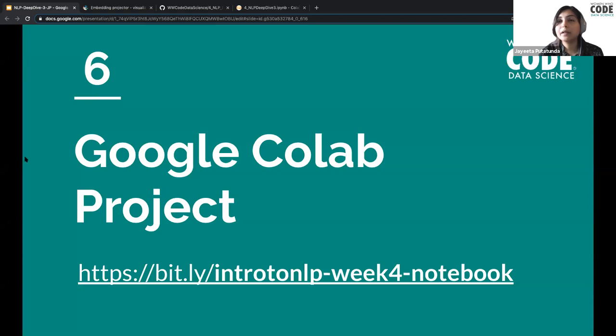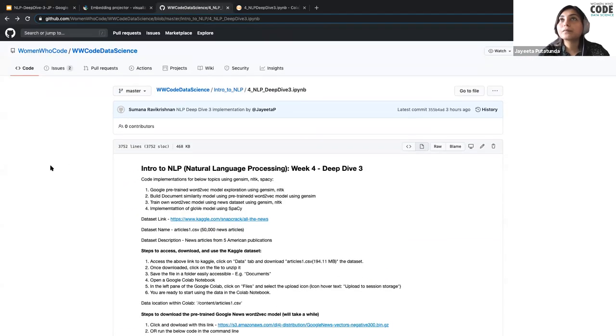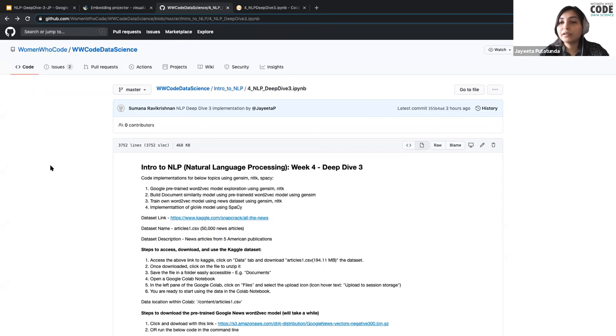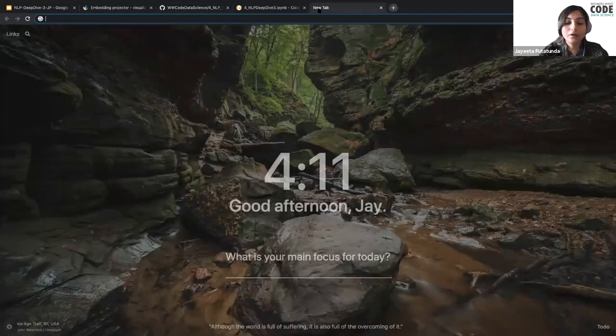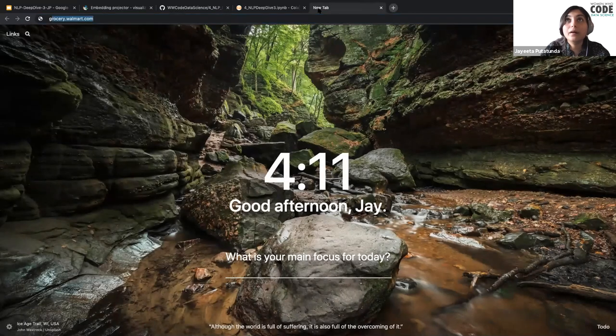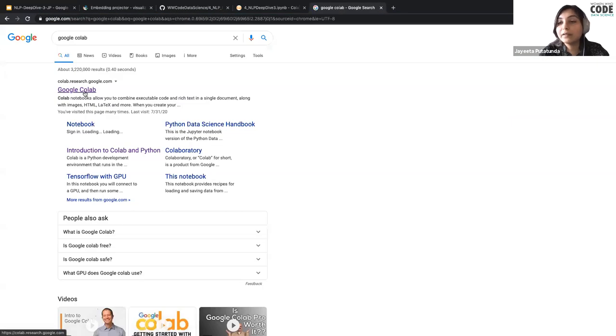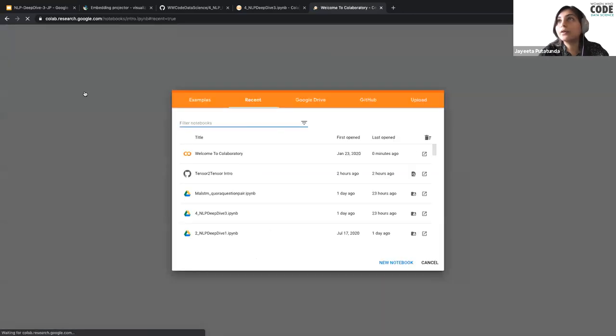So we will start with the next part of the session, which is going through the whole Colab notebook. Helena must have shared the link to the notebook in the chat section, and kindly refer to that. This is the Women Who Code data science repository that you have access to right now. So you can download the slides from here. Like we showed last week, you can easily go to Google and search for Google Colab. And the first link that comes up is the one you would want.